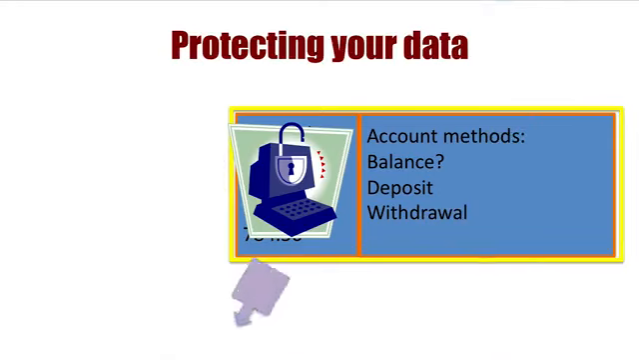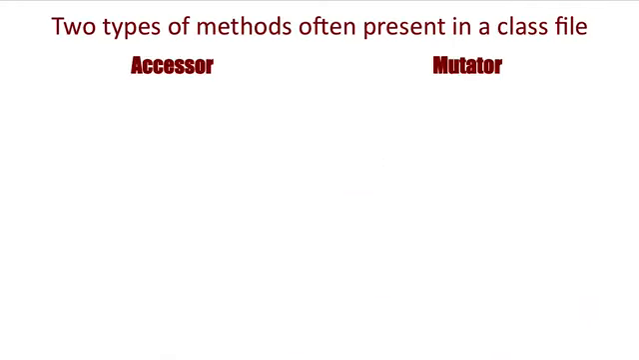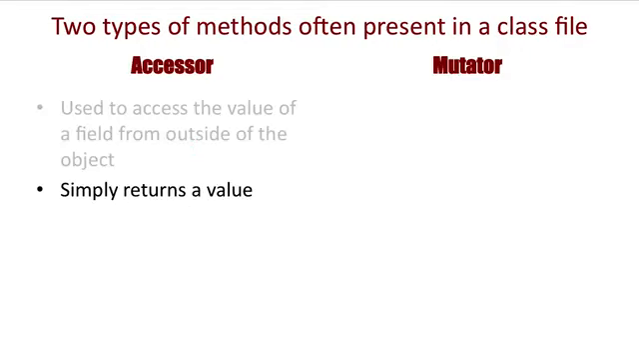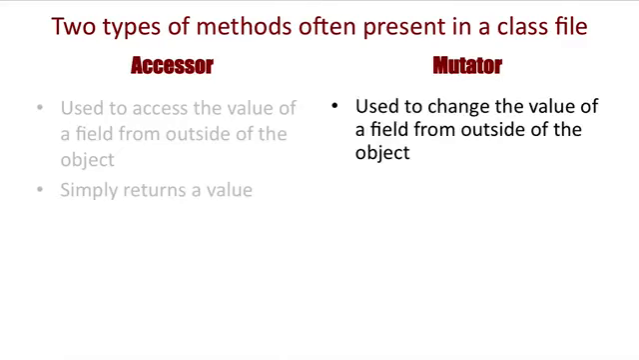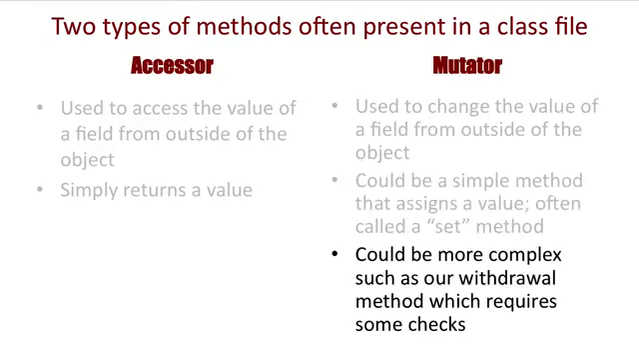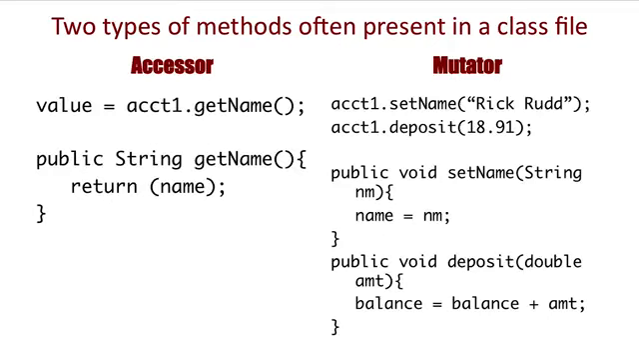We see two types of methods in a class: accessors and mutators. Accessor methods are used to access data from outside the object. Usually they are very simple methods that return a value. Mutator methods are methods that change or mutate the value of a field. The method may simply overwrite the variable with some new value. These are often called set methods. It could be something more complex, though, like our withdrawal method that performs certain checks and changes data in some way.